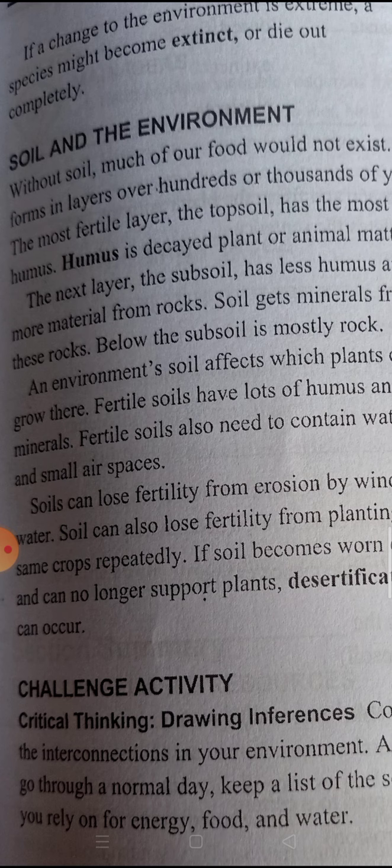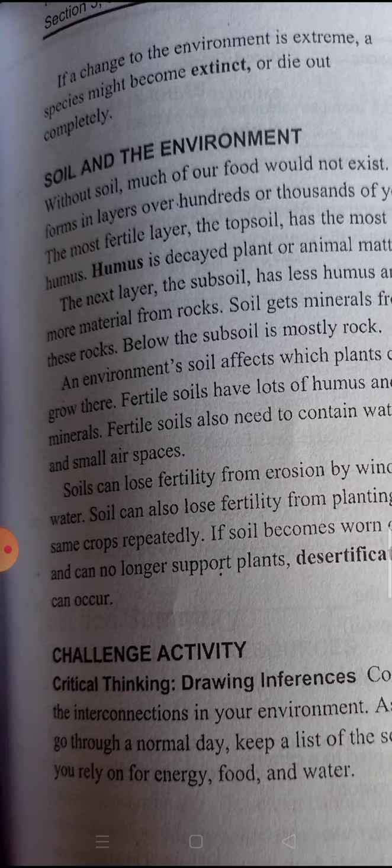Another word, humus. Humus means decayed plant or animal matter. What is decayed? The word decayed means rotten or decomposed. Rotten animal or rotten plant. Okay, let's explain these parts together.